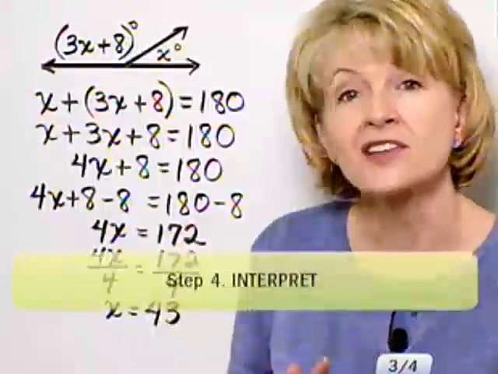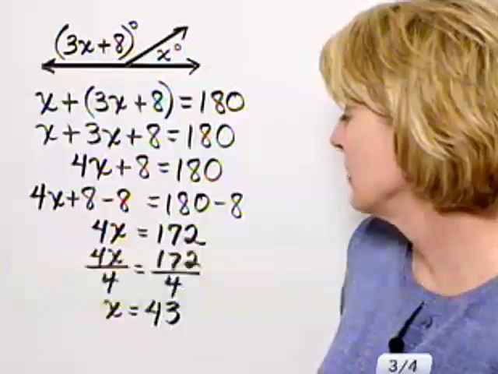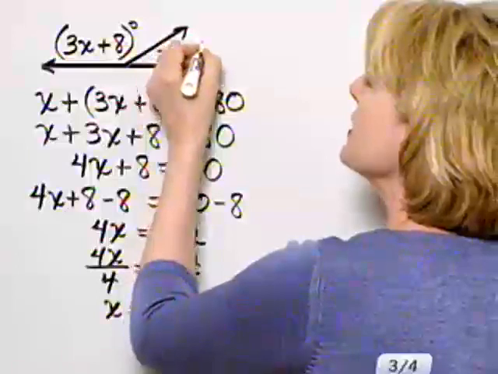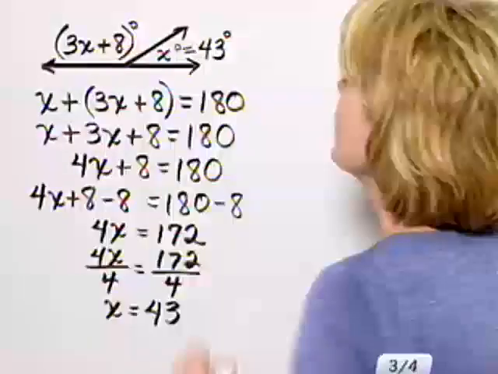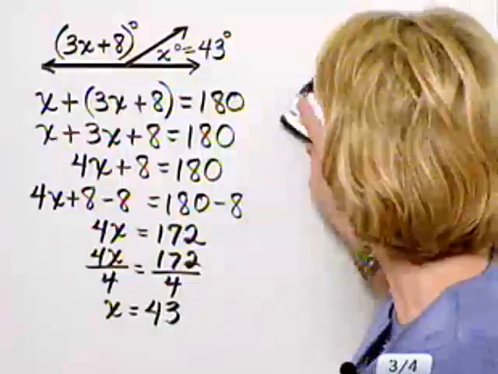So let's start interpreting what we have now that we've solved this equation. We have that x is 43, which means that is the degree measure of the smaller angle. So let me rewrite this.